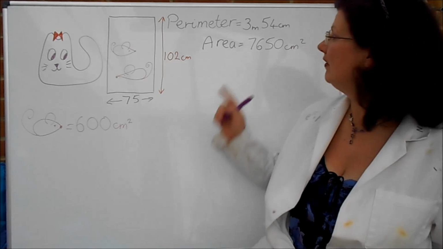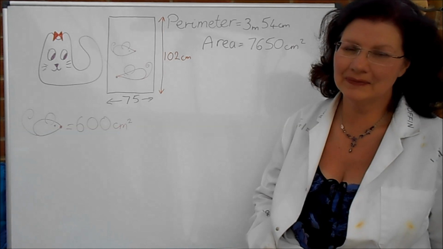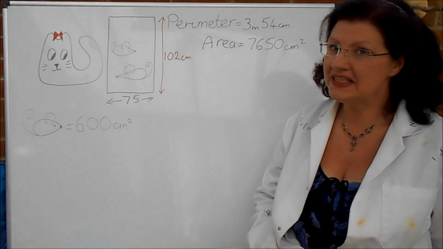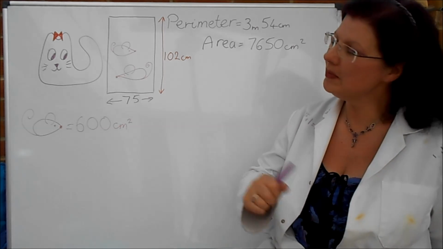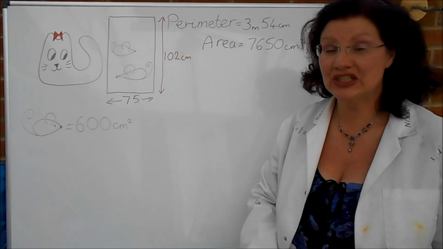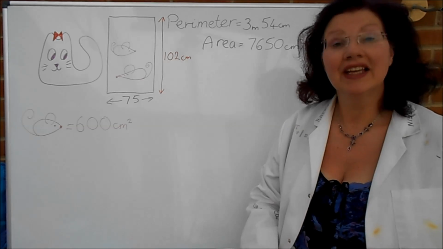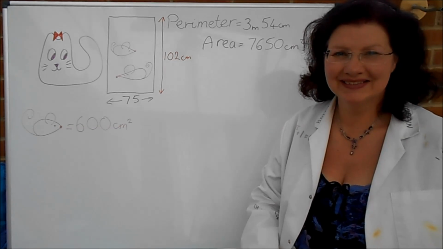Right, so we've got the area as 7,650 square centimetres. Now, Batilda wants to put some mice in there, but she knows that for healthy mice, they have to have 600 square centimetres for each mouse. So, simply, how many mice can she fit into her enclosure?